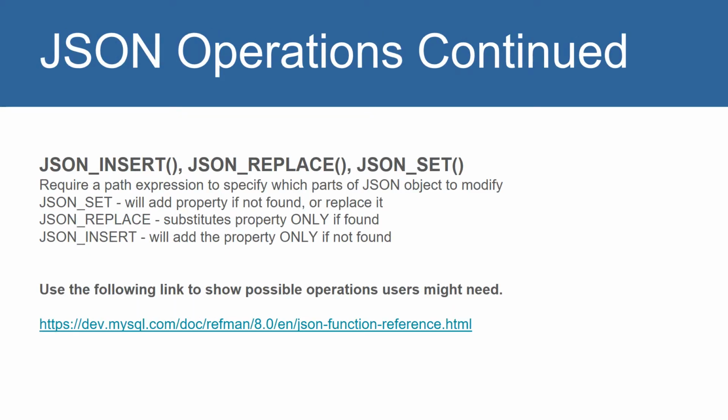And here are the insert, replace, and set functions. There are some details on what will happen. For example, set will only add the property if it is not found, or it will replace it if there is a property of the same name. Replace is also there, so you can only call that when it substitutes a property that exists already. And insert will add the property only if it's not found. And if you want the complete list of different functions you can call, please refer to this link right here.